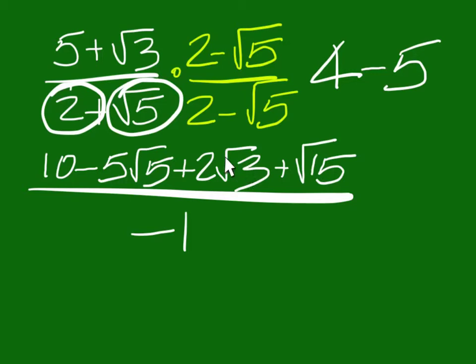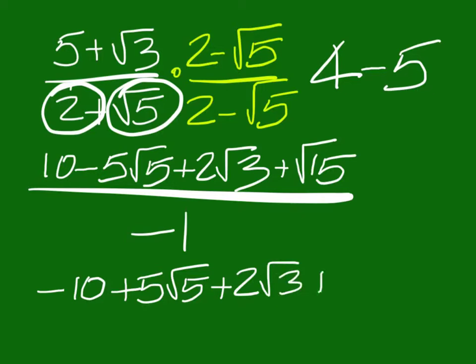This, and this cannot be simplified any further. You have a 10, 5, 2, and a 1. That's not going to help us. But on the bottom, this negative 1 means you have to divide everything on the top by negative 1. So it changes the sign. You have negative 10 plus 5 square root of 5 plus 2 square root of 3 plus a square root of 15.